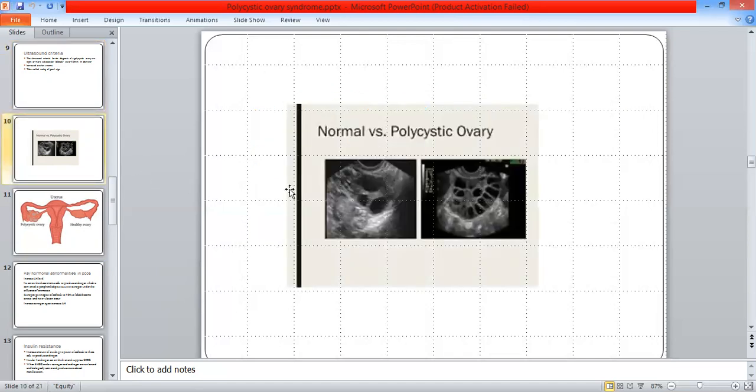This is a normal ovary which is showing the dominant follicle, and this is an ovary which has a polycystic appearance. There are multiple small follicles. These are follicles which are not maturing and are undergoing atresia, and this gives the appearance of a string of pearls. So it is called the string of pearls sign.